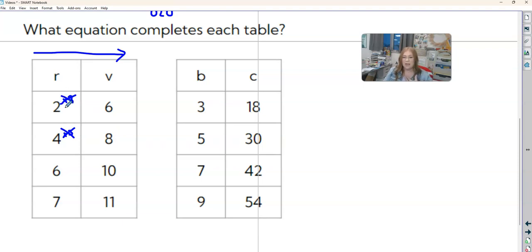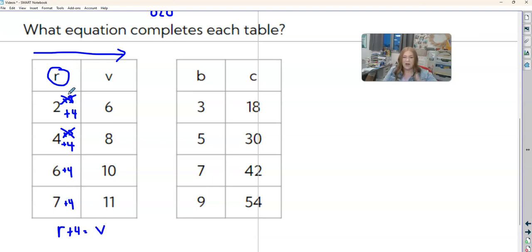So I need to figure out another way to get from 2 to 6. So it's getting bigger, so I can add. So this one is adding 4. So let's check, does that work? 4 plus 4 is 8. 6 plus 4 is 10. 7 plus 4 is 11. So every time we took R, so no matter what we had, we took R, and then what did we do? Whoops, every time we added on 4, and that equals V.